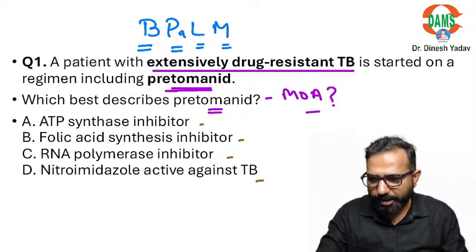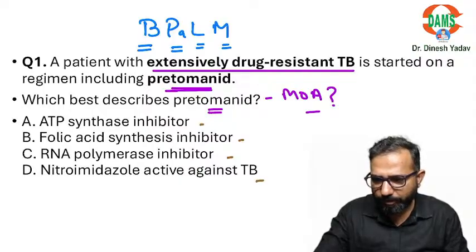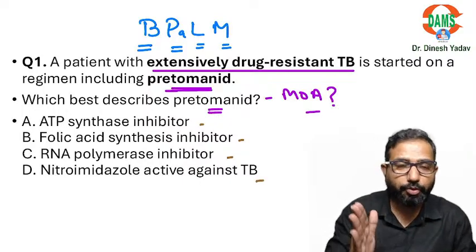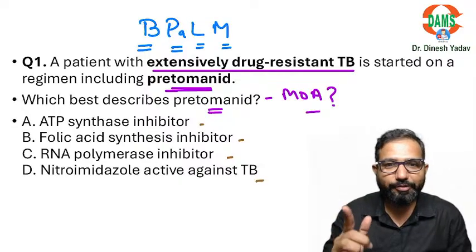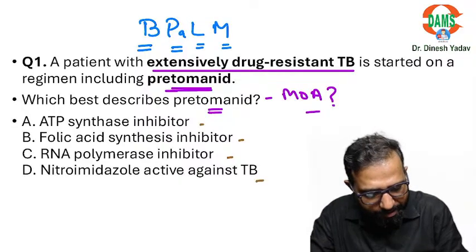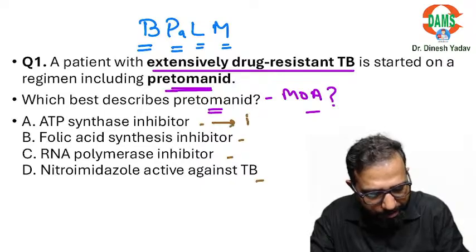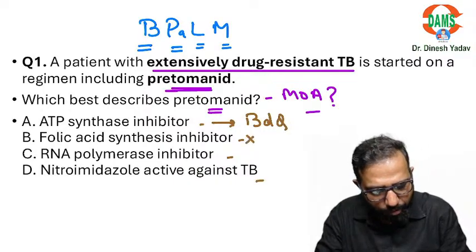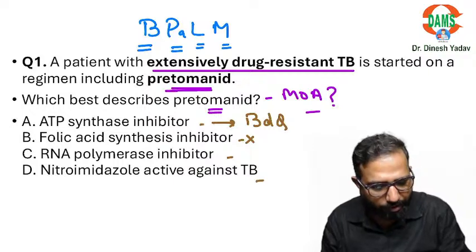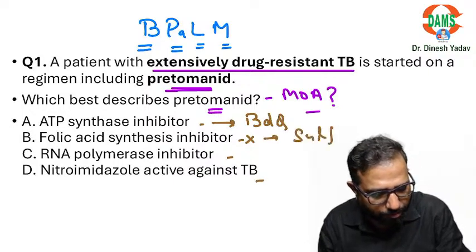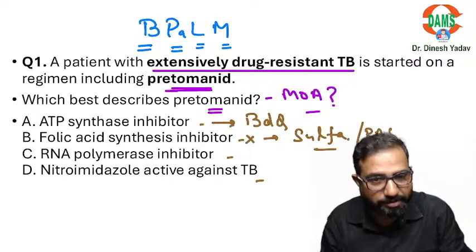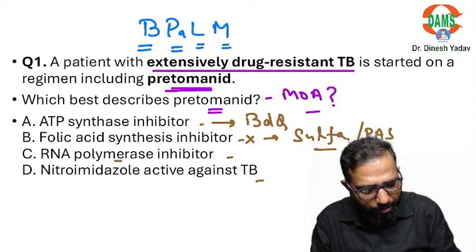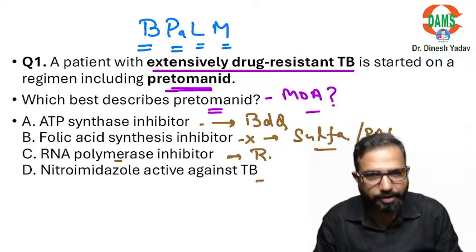Let me see your options. Okay, many of you have given the wrong answer. That means you don't know about the newer anti-tubercular drugs. Please read the topic newer anti-tubercular drugs. So let's see, ATP synthase inhibitor. In ATP synthase inhibitor, the drug is bedaquiline. Folic acid synthesis inhibitor, this is not a newer anti-tubercular drug. In the folic acid synthesis inhibitors we have the sulfa drugs. The older drug, para-aminosalicylic acid, that was the anti-tubercular, is a folic acid synthesis inhibitor. RNA polymerase inhibitor, no, that is rifampicin.